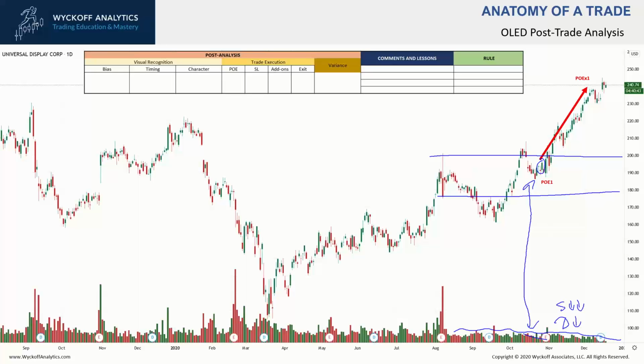And then as price travels up, it goes with some real momentum, and yet the demand is not overly impressive. There's just no supply. So that's what I see.